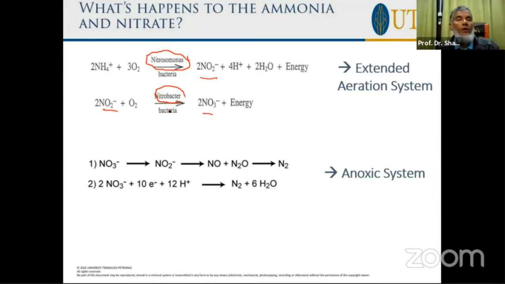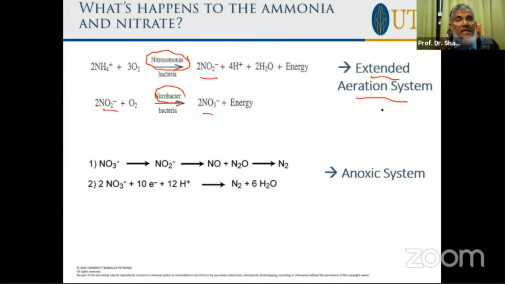This is very important: when you run your activated sludge system, you must maintain a long sludge age. What is long sludge age? I'm not going to go into details of that. Maybe you can go to another course. That long sludge age is basically connected to this system, the extended aeration activated sludge system.